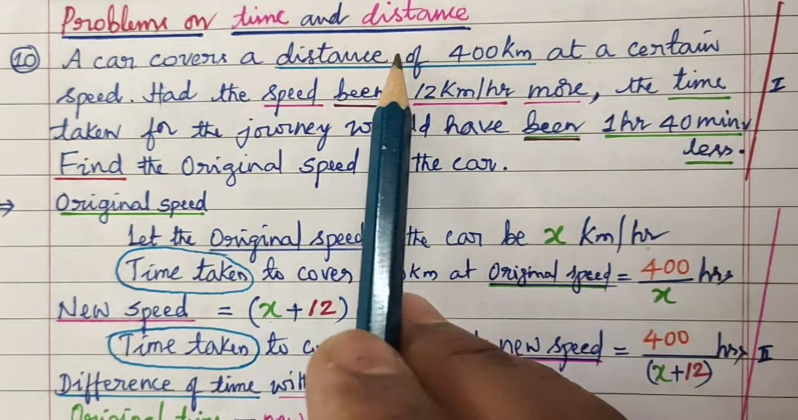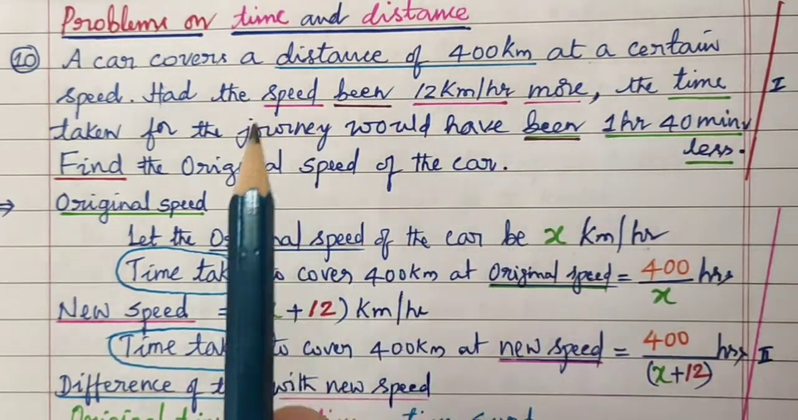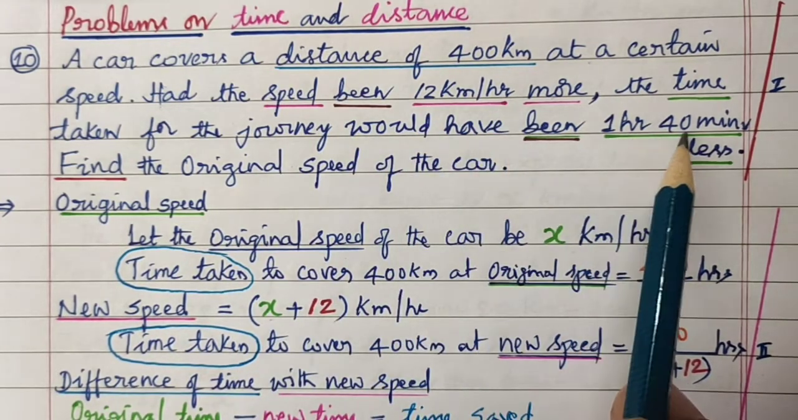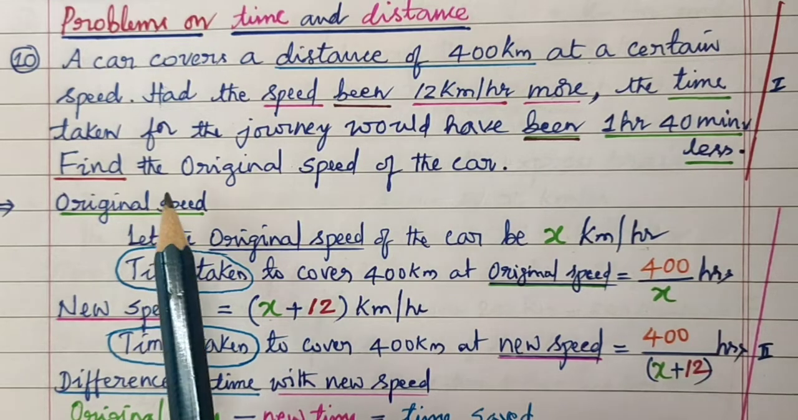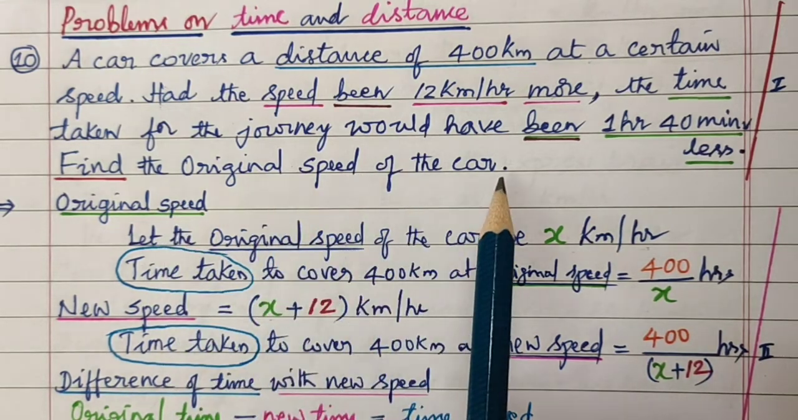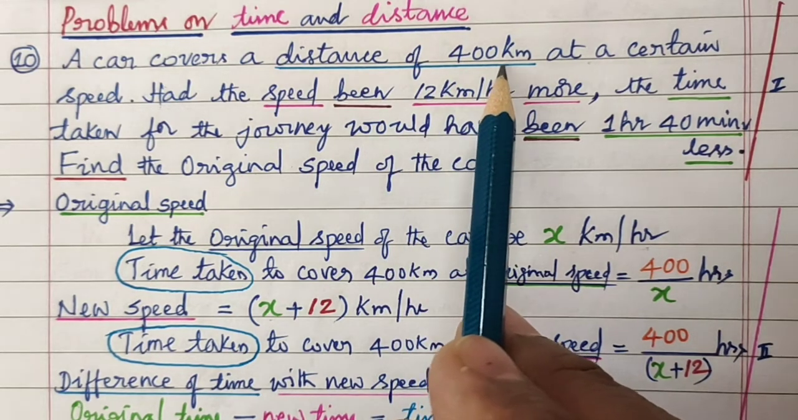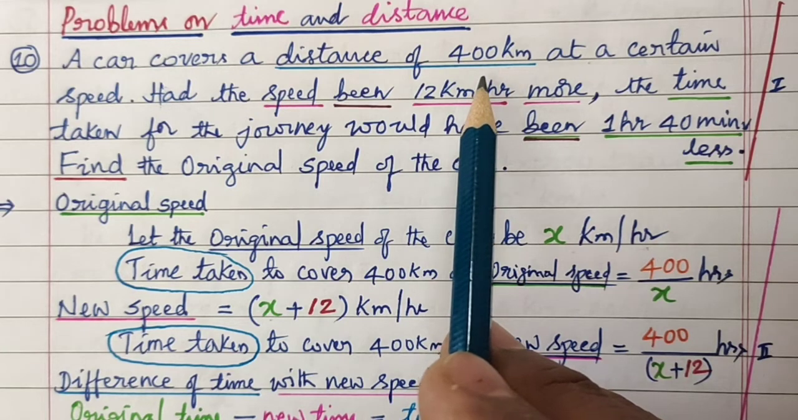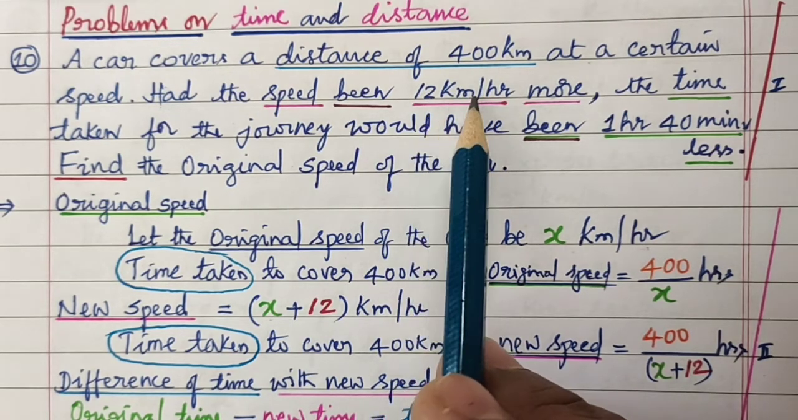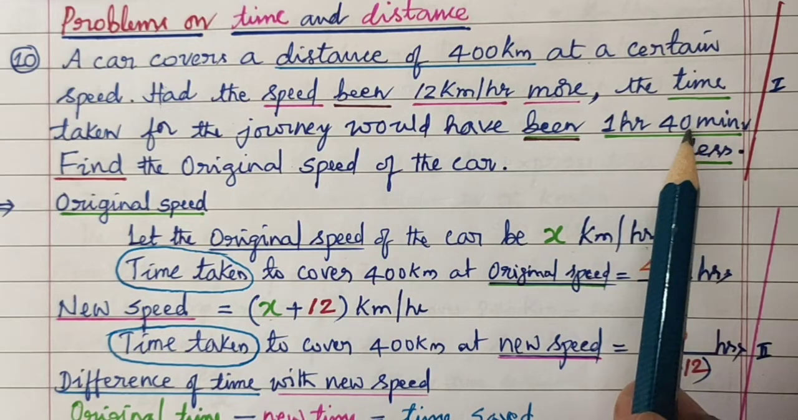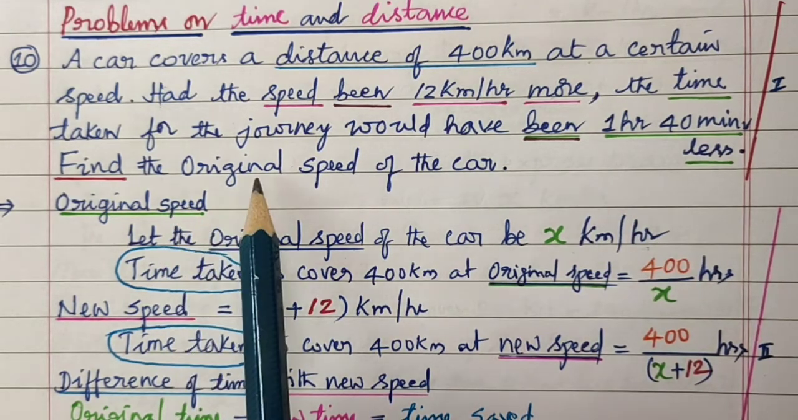He was traveling at a certain speed. If he would have gone at a little higher speed of 12 kilometers per hour, he would have saved 1 hour 40 minutes. Then find the original speed of the car. They are asking us to find out the original speed. He has already covered 400 kilometers with a certain speed. If he would have traveled 12 kilometers per hour higher, then he would have saved 1 hour 40 minutes. So we need to find out the original speed.